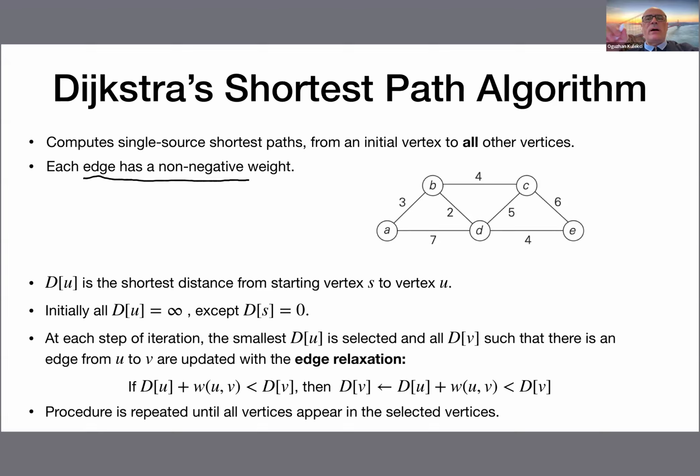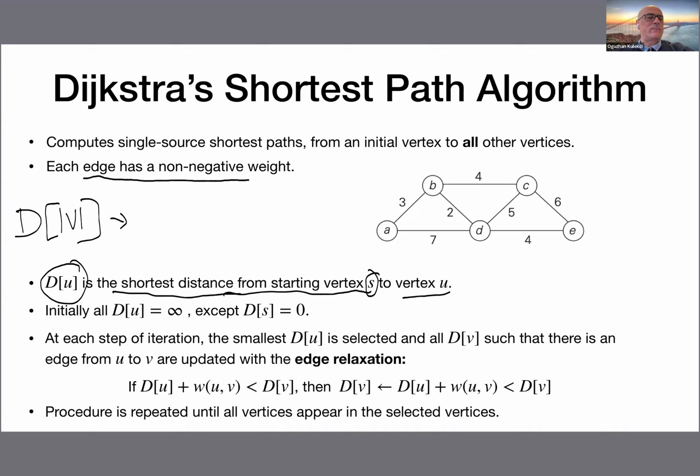Let's assume I have an array. This is the array D. Okay, so I have an array D. And this D array is of size number of vertices. It is something like that. Okay, so D[U] is the shortest distance from starting vertex, S is my starting vertex, to the vertex U.